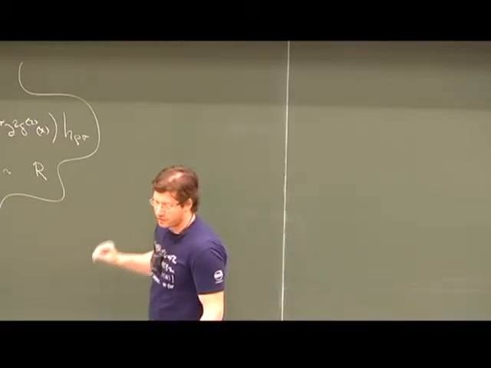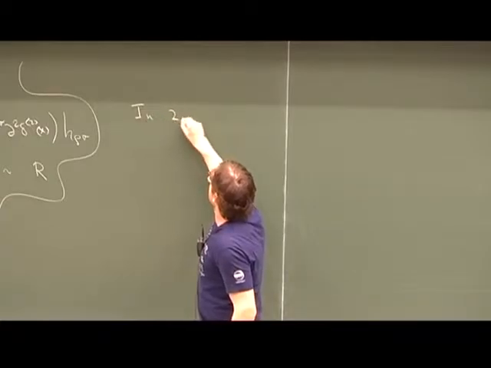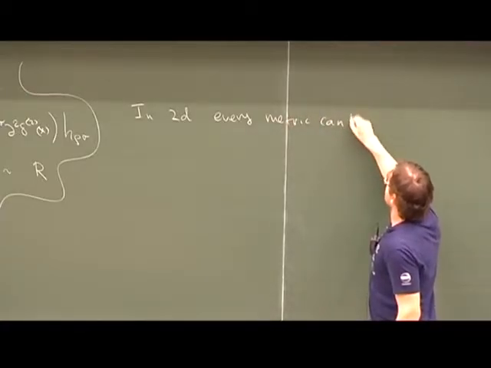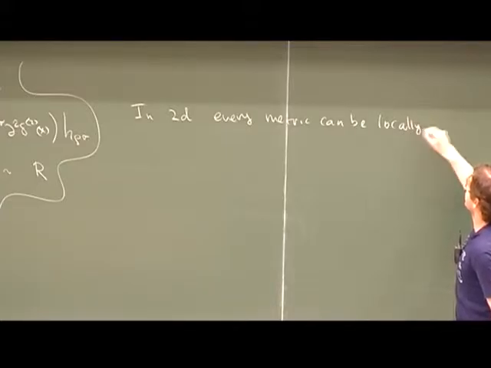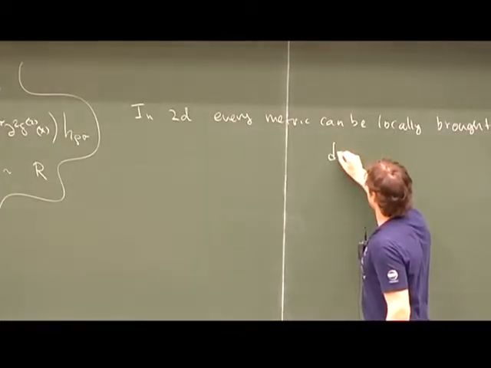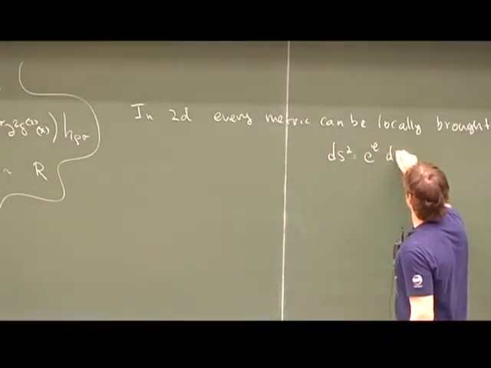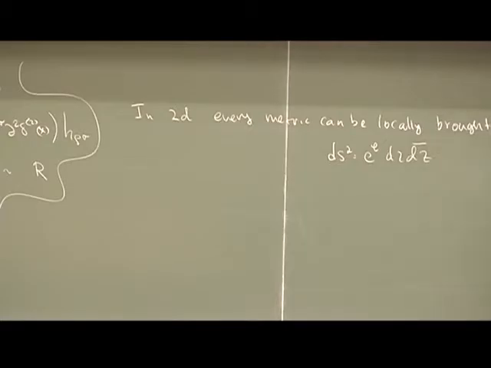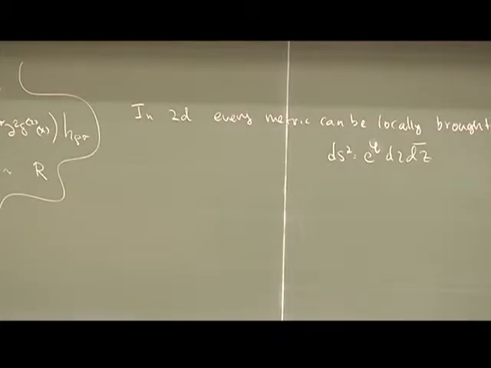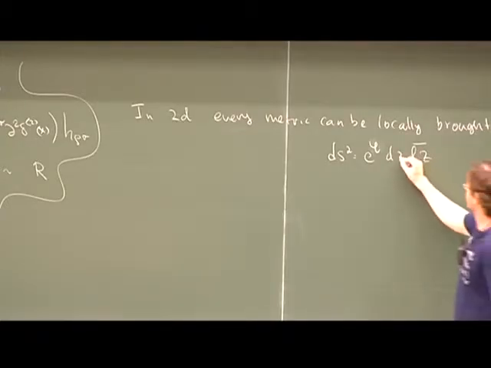So let's, in two dimensions, every metric can be locally brought to the following form. Every metric can be locally written as ds squared equals e to the phi dz dz bar. So this is another peculiarity of two dimensions, that every metric is locally conformally flat, because you have enough coordinate changes to make any metric look like that.